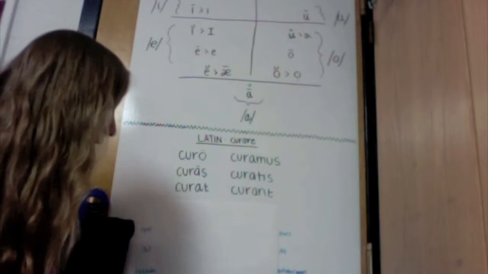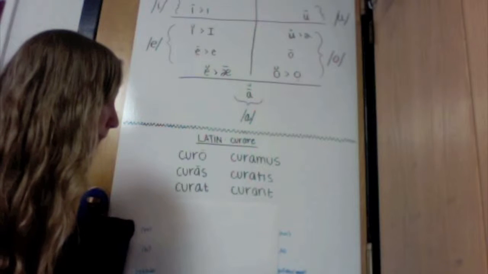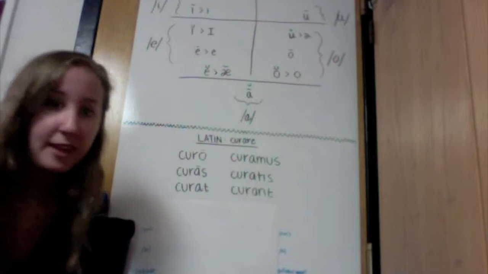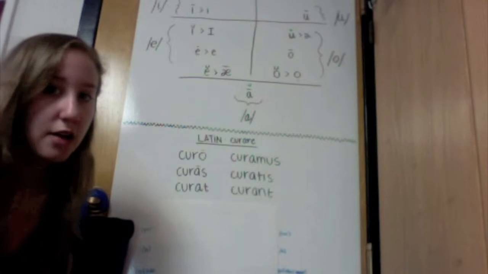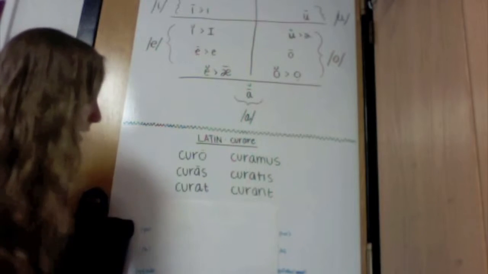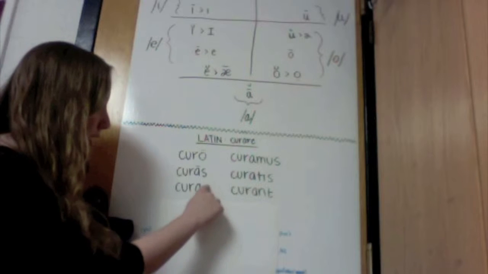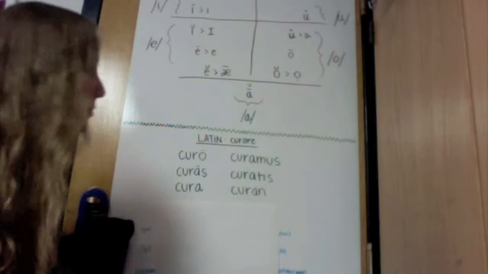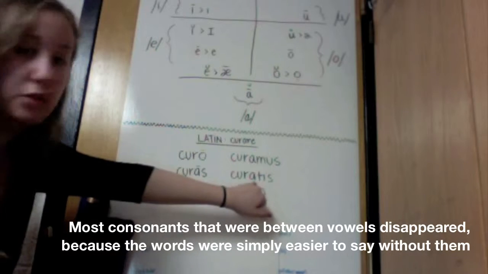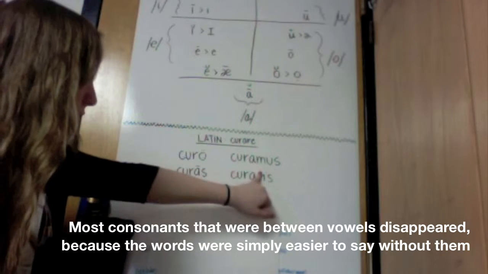So basically what happened, when Spanish came around, the T's at the ends of the conjugated verbs just kind of went away. So you take that away, and you take that away. And because this T is in between 2 vowels, that also goes away.